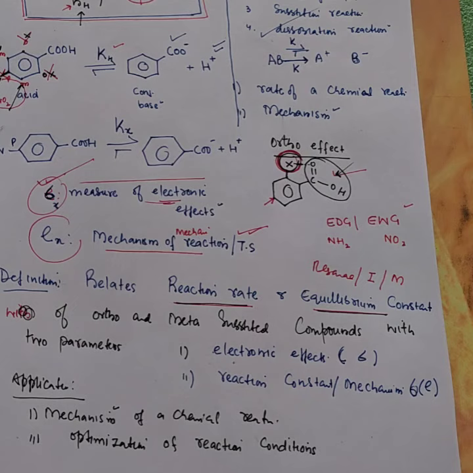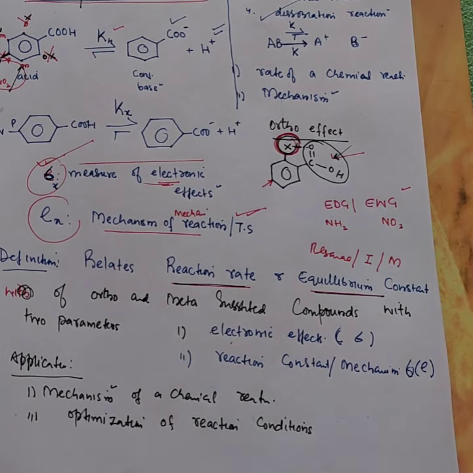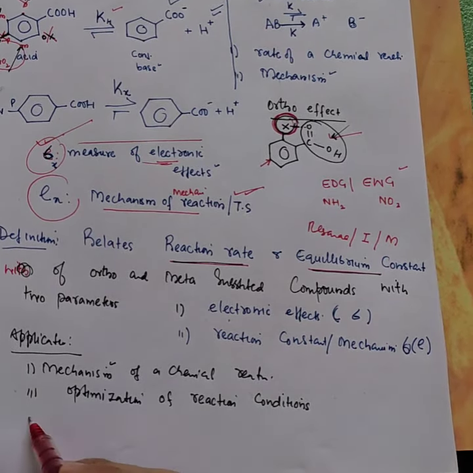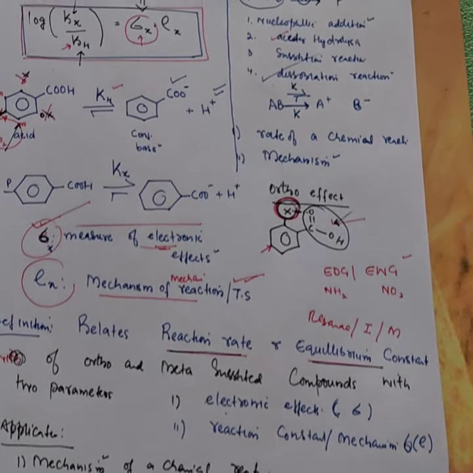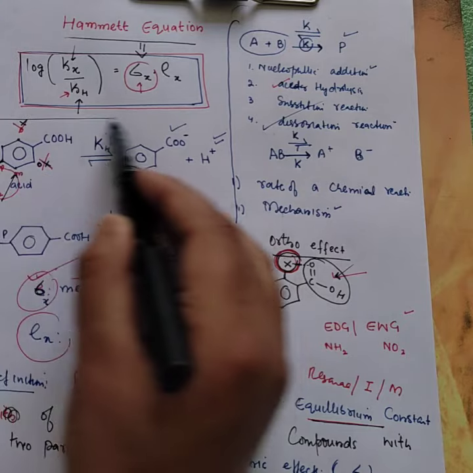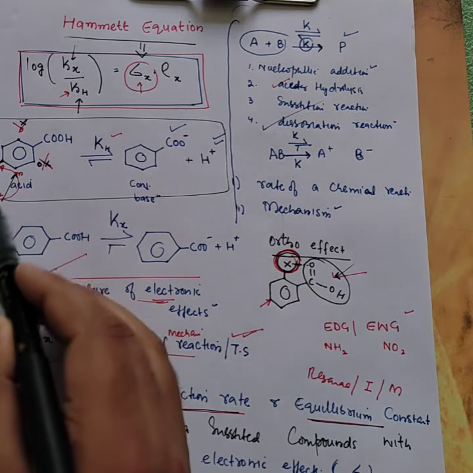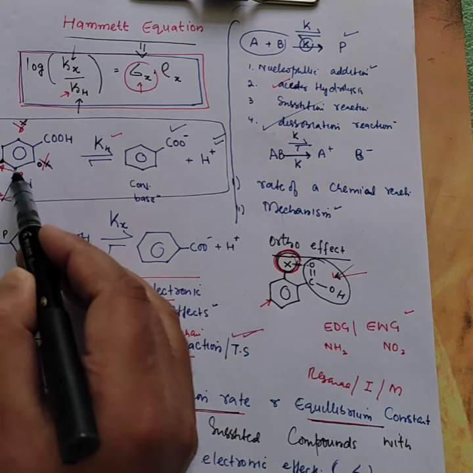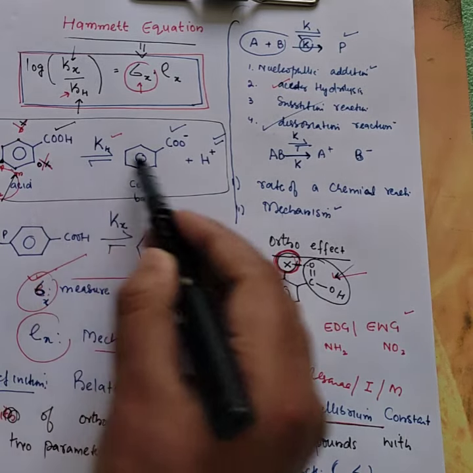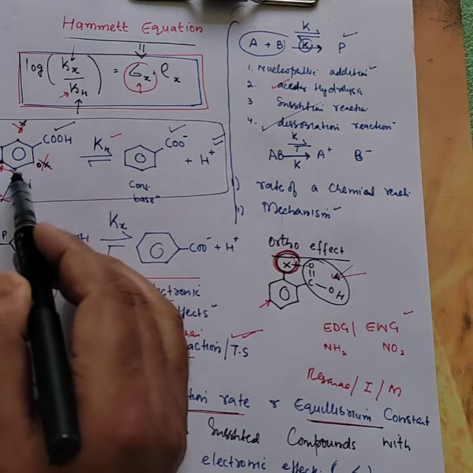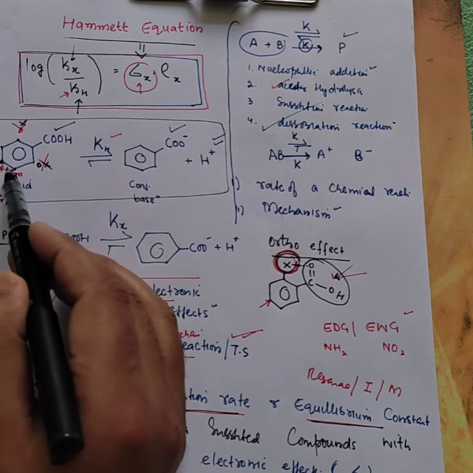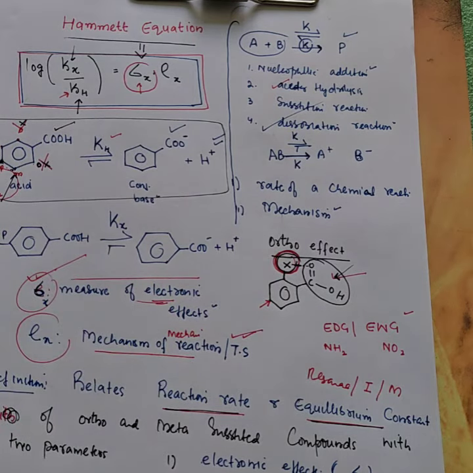Now, what is the limitation? Just one limitation I will point out here in today's class. The limitation is, if you come to this reaction again, what I mentioned is the effect of substituents at the meta and para position on the dissociation of this particular carboxylic acid, or if there's any type of reaction, what is the effect of the substituent at the meta and para position on that particular chemical reaction.